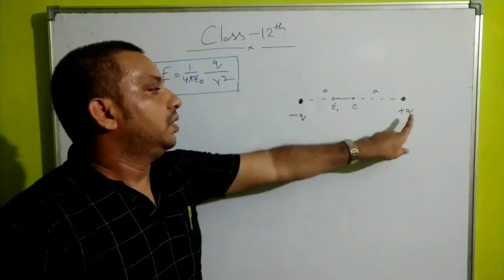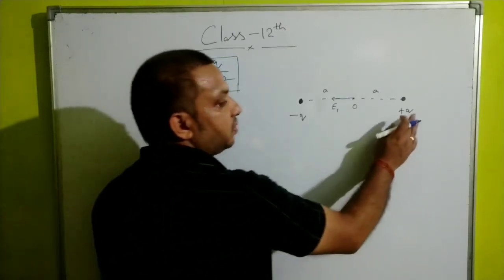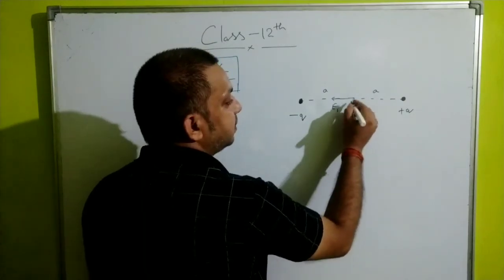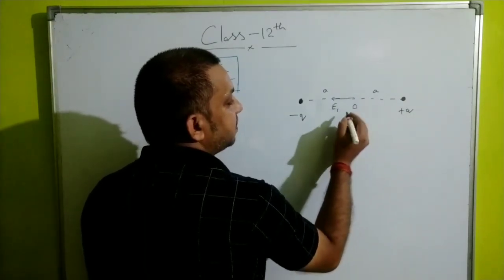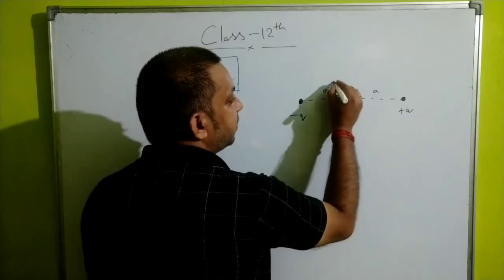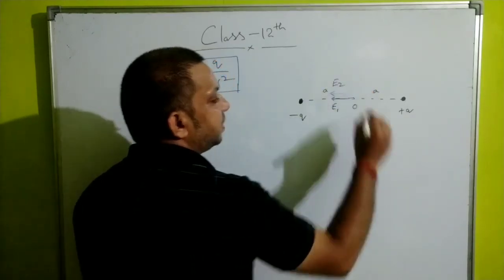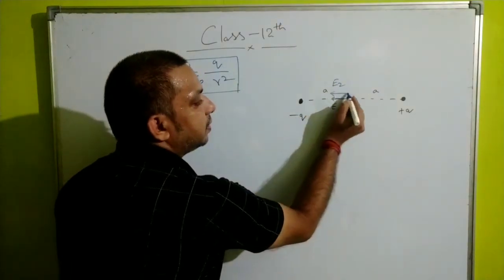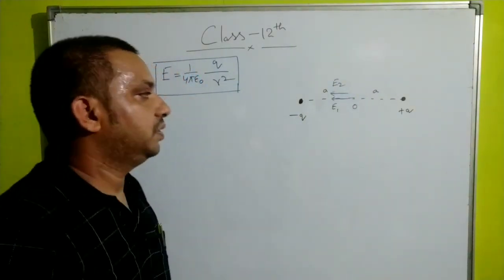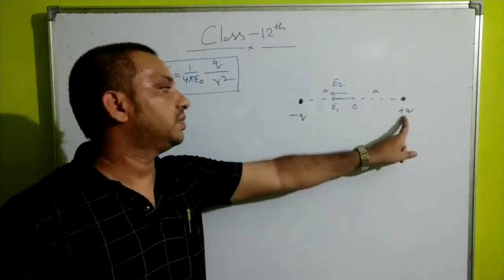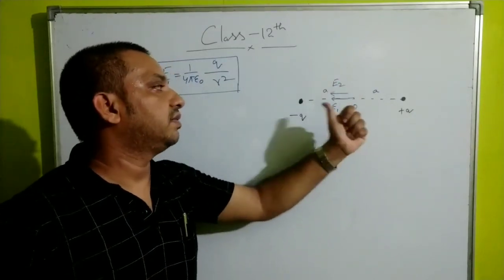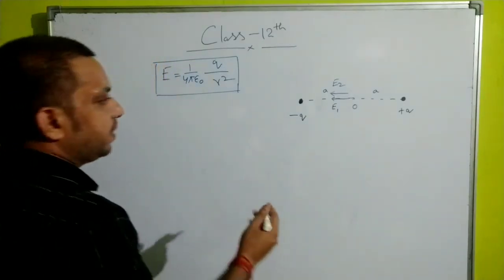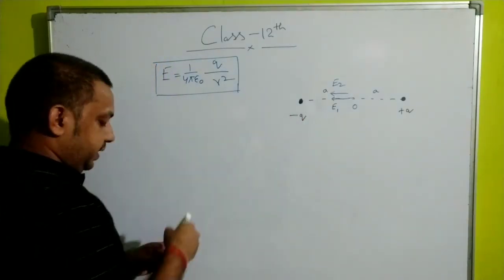Clear? Now for this +q charge, if you place the test charge here, because of this positive charge you will get the field in this direction, that is E2. Clear? This is E2, because again this is the positive charge. So because of that positive charge, you will get the direction of the electric field in this same direction. So just find out the values of E1 and E2.